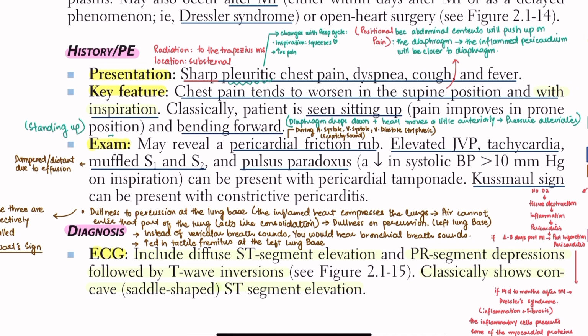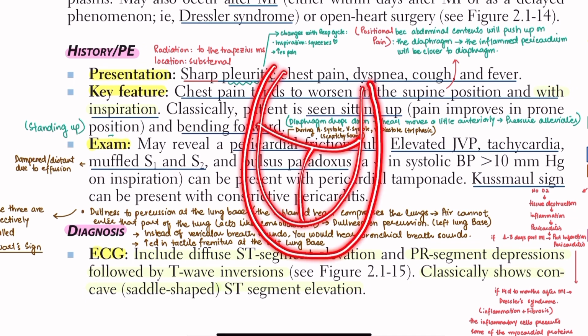And the reason behind that is that, let's suppose this is your heart and this is the pericardium and there is pericardial effusion here, and you're putting the stethoscope here.